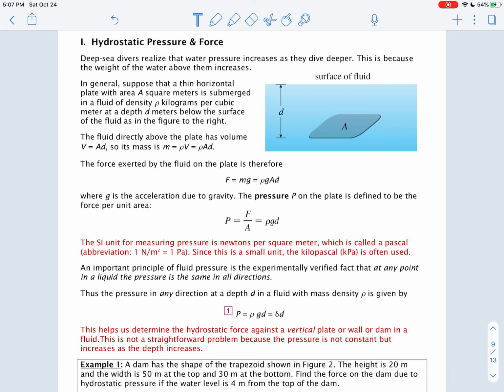This topic on hydrostatic pressure and force comes from section 8.3 of chapter 8 in James Stewart's Early Transcendentals book. Okay, so we are going to go over how to set up an integral that represents the force against the side of a vertical plate that is submerged in a liquid that has a particular density.